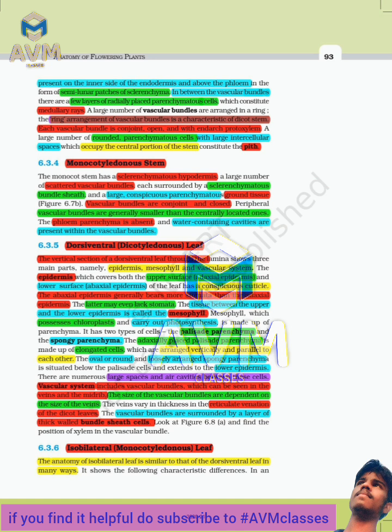6.3.4 Monocotyledonous stem. The monocot stem has a sclerenchymatous hypodermis, a large number of scattered vascular bundles, each surrounded by a sclerenchymatous bundle sheath, and a large conspicuous parenchymatous ground tissue. Vascular bundles are conjoined and closed. Peripheral vascular bundles are generally smaller than the centrally located ones. The phloem parenchyma is absent and water-containing cavities are present within the vascular bundles.